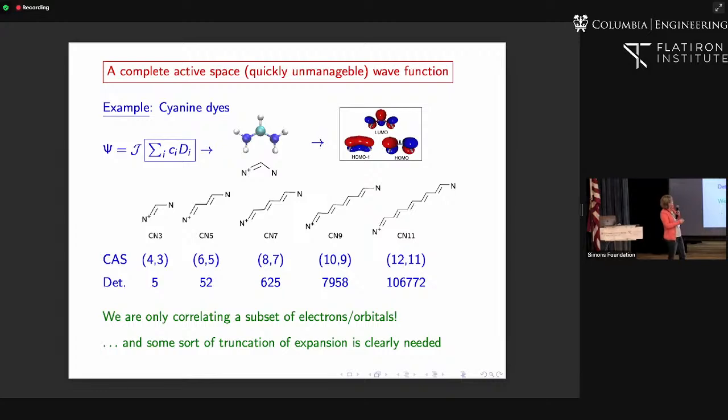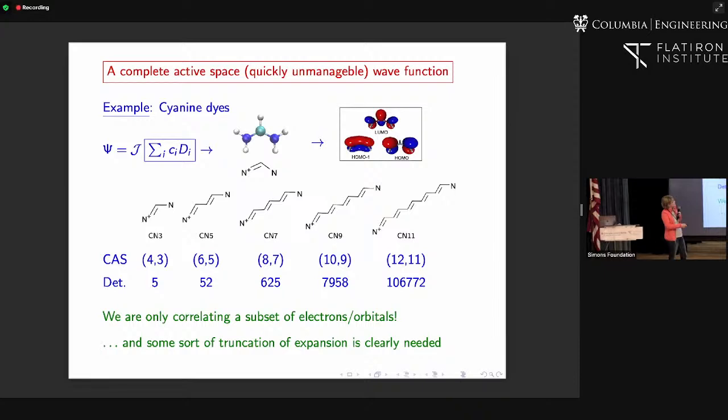Now what I do is I start to make my chain longer, so I go to CN5, we'll have 6 electrons in 5 orbitals, and I keep going. Now here I got to CN11, so 11 heavy atoms. I will have 12 electrons in 11 orbitals, and the number of determinants grows. So here we are already at 100,000.